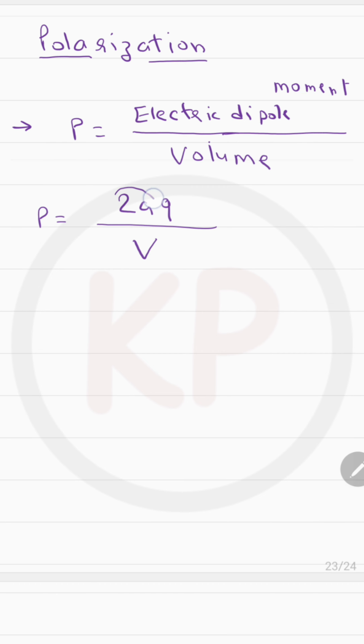Now this 2a is the distance between two charges in electric dipole, therefore we can write its unit will be meter. This is coulomb, we will write coulomb into meter by meter cube. That will give coulomb per meter square. So coulomb per meter square is a unit of polarization.